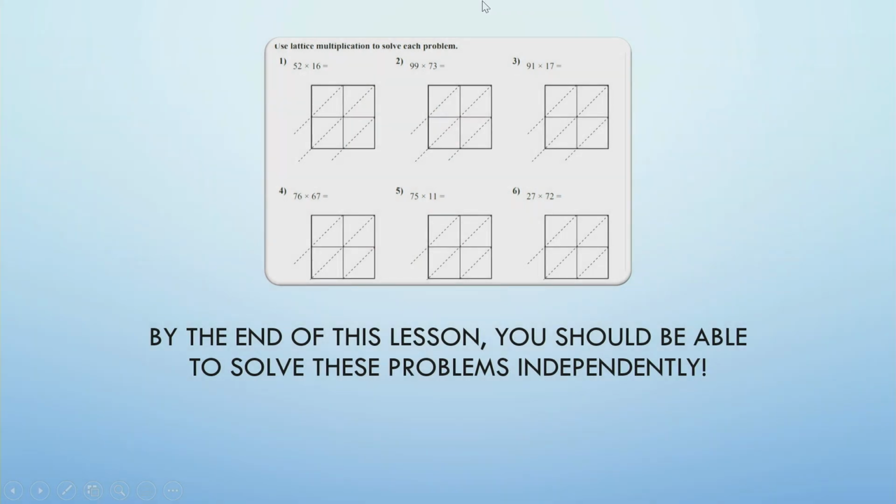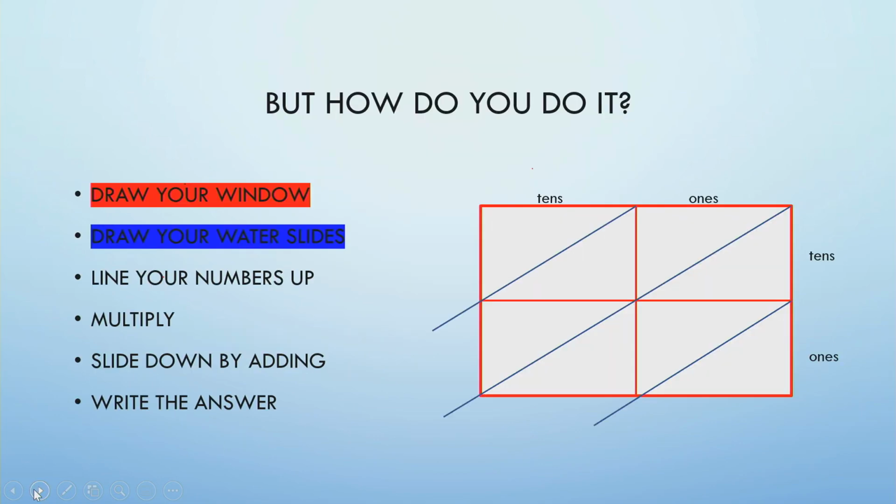By the end of this lesson, this kind of looks crazy, doesn't it? But by the end of this lesson, you should be able to solve problems like this independently. But how do you do it? So first thing we're going to do is draw a window. And I'm going to show you how in just 1 second. We're going to draw a window. I call these water slides. We're going to draw water slides.